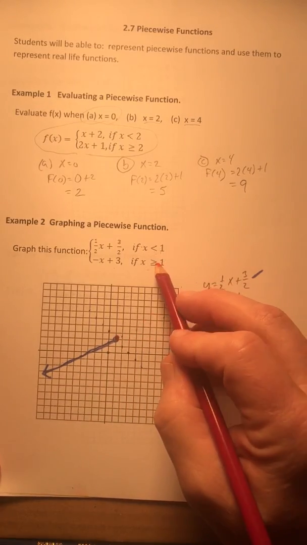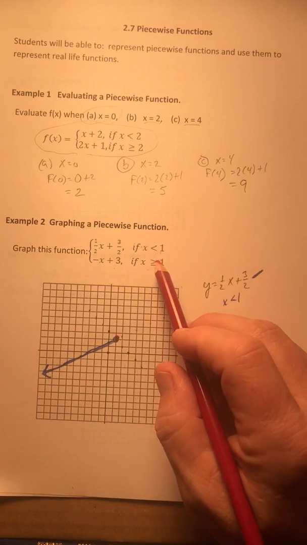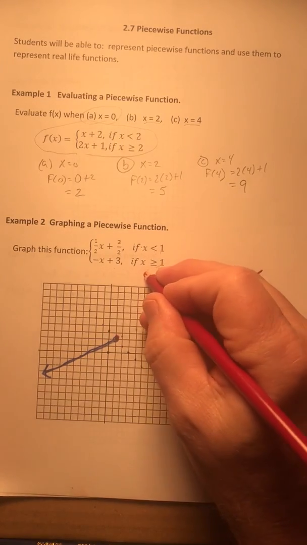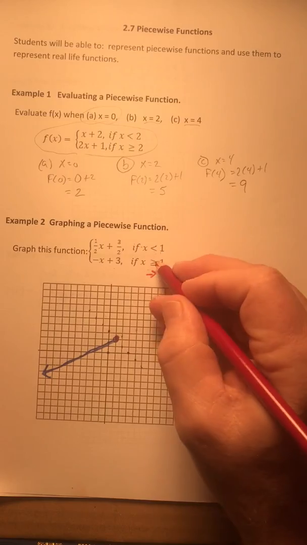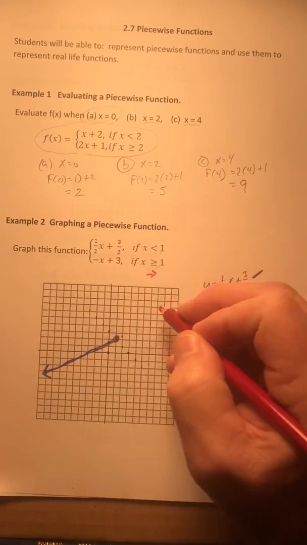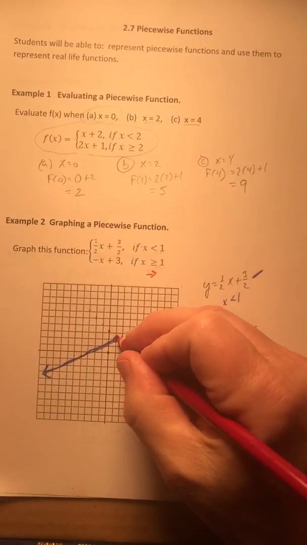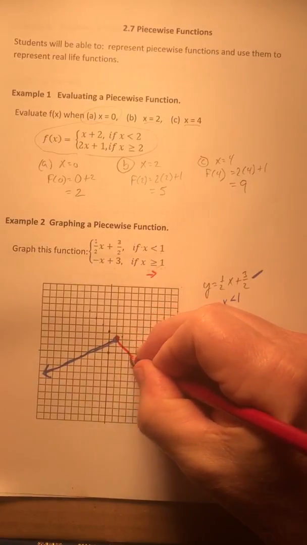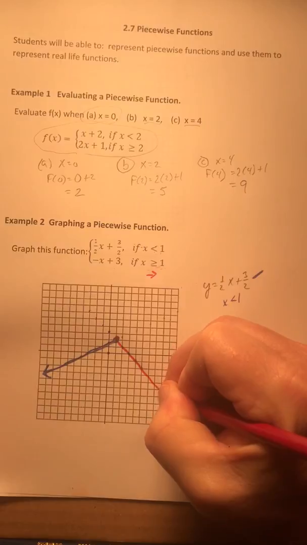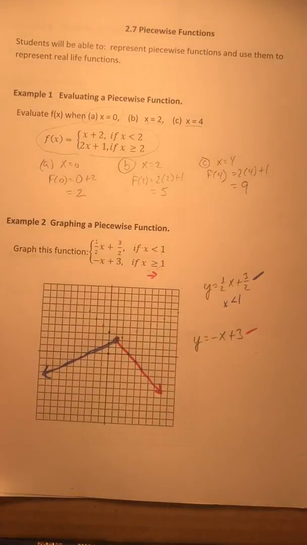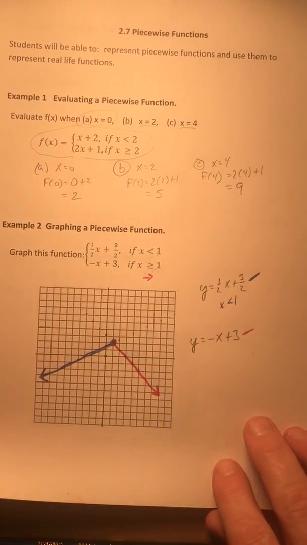And this time the arrow, the greater than sign, if you make that into an arrow like that, it's pointing in this direction. So that means we go from that and we go to the right. So if I draw this line out to the right, it would look like that. All right, and that's how you graph a piecewise function.